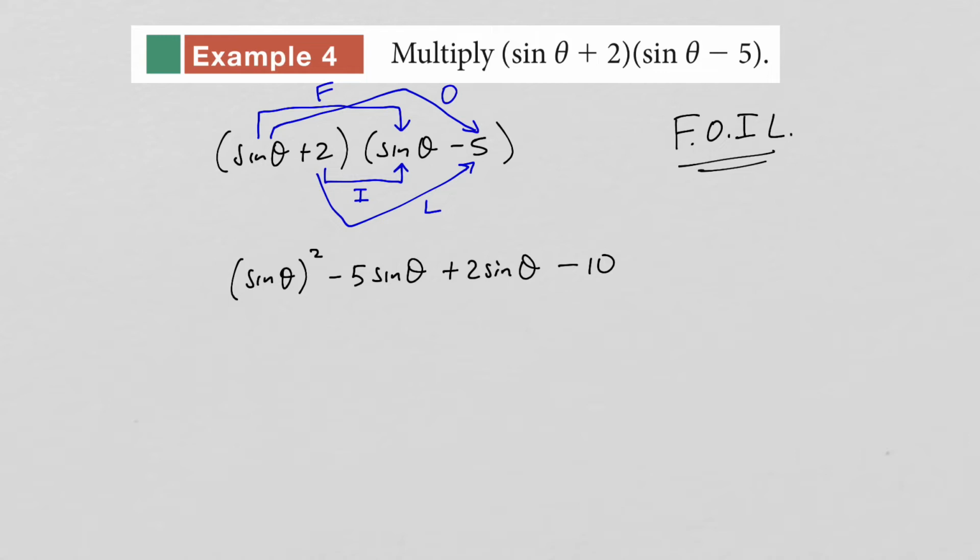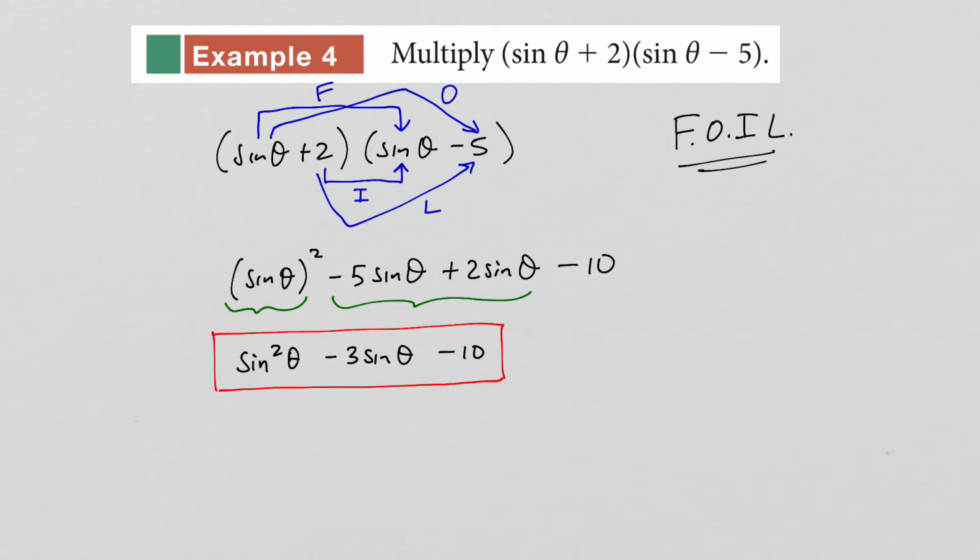And there's just a couple of things left to do here to simplify. First of all, sine of theta quantity squared, we want to use the convenient notation of expressing this as sine squared theta. And also, negative 5 sine of theta plus 2 sine of theta can be combined together because they are like terms, and we should have negative 3 sine of theta. And then finally, the minus 10 at the end. So this is just like multiplying out binomials in algebra, except that now instead of having just a variable, you have a trig function taking the place of your variable.